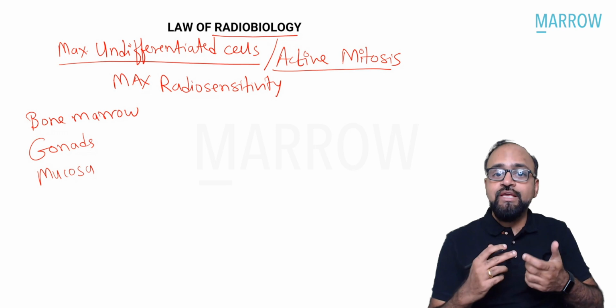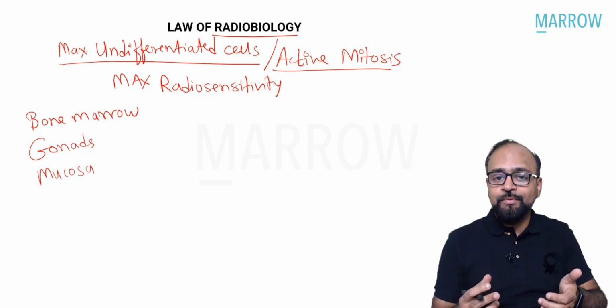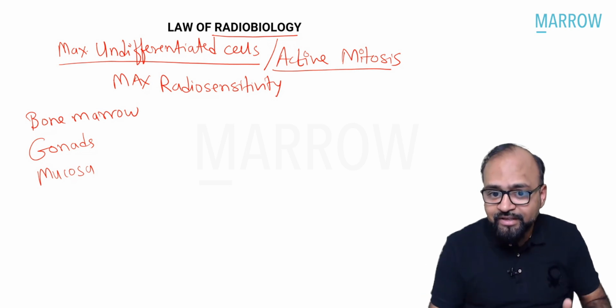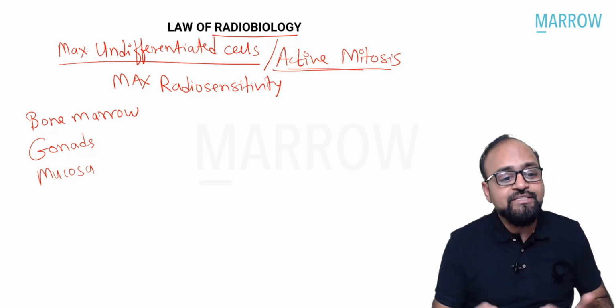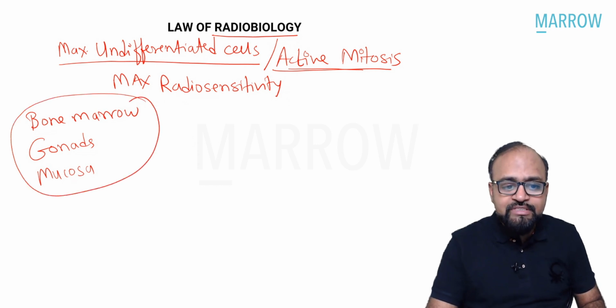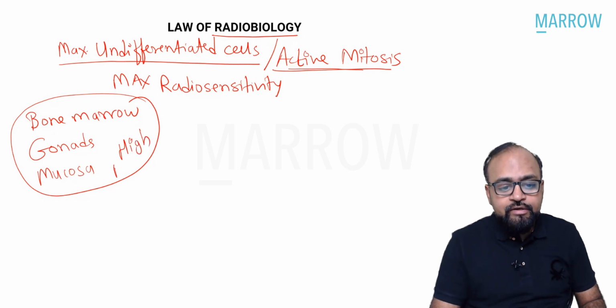Because these epithelial, mucosal epithelial cells, if you remember, are constantly being replaced from the basal layers. So they are rapidly dividing, active mitosis, maximum radiosensitivity. So these are a few examples, right? Prototype examples of very high radiosensitivity.